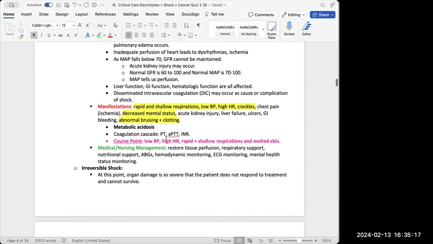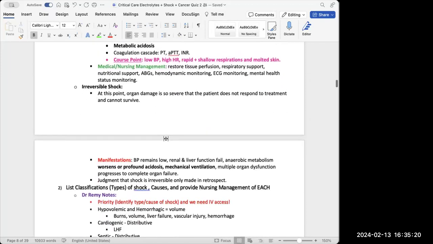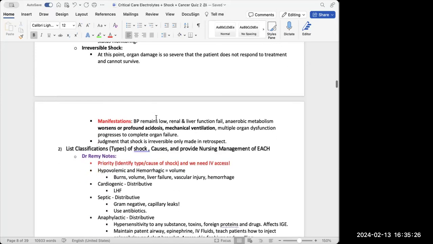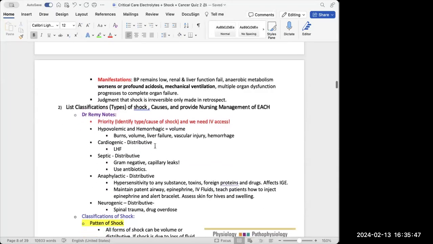Okay. And for irreversible shock, everything's failed at this point, and we could even have organ damage and go into organ failure. But the BP is still going to be low. What separates this from progressive is that we could have multiple organ dysfunction and worsened or profound acidosis. If you see something like that on a question, that relates to irreversible, as well as if it says that this patient needs mechanical ventilation, that's indicative of irreversible shock. Because now it's so bad that they can't even breathe on their own.